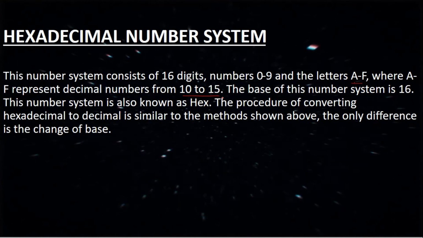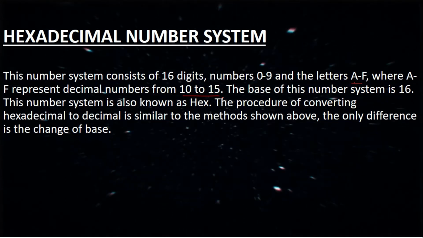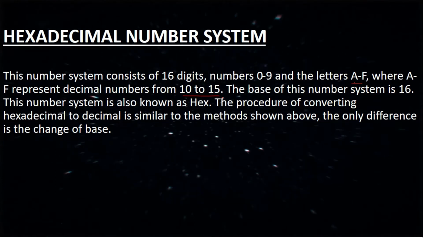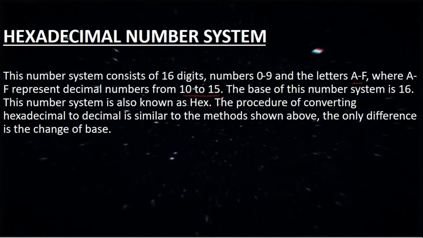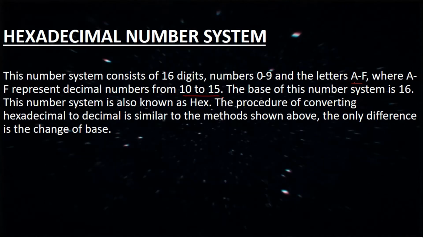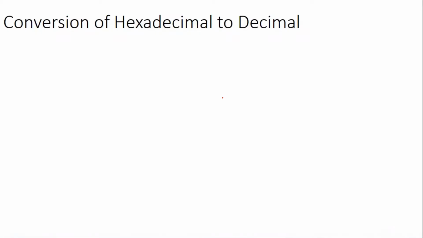The procedure of converting hexadecimal to decimal is similar to the method shown above. The difference is the change of base. So first of all, let us convert hexadecimal to decimal. Suppose we have a hexadecimal value 3B base 16. We have to convert it into the decimal number system having base 10.